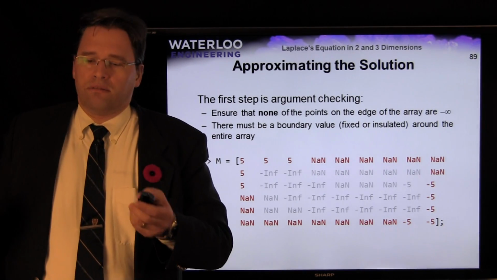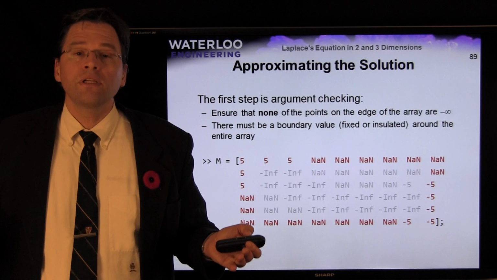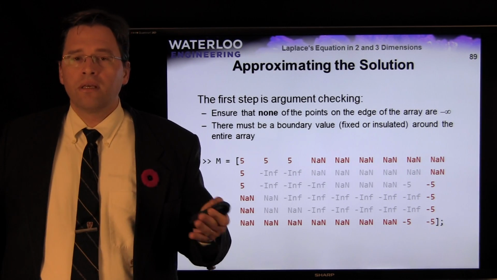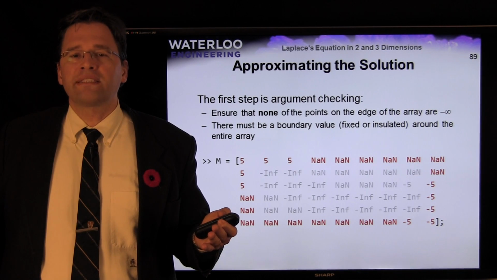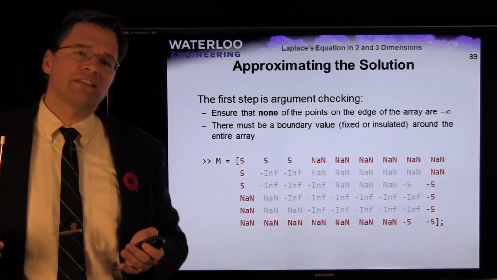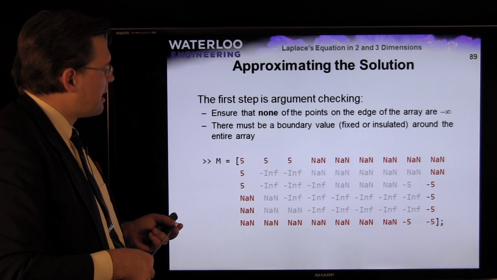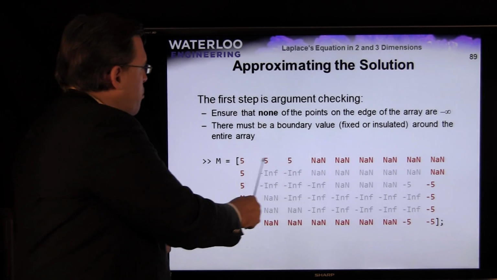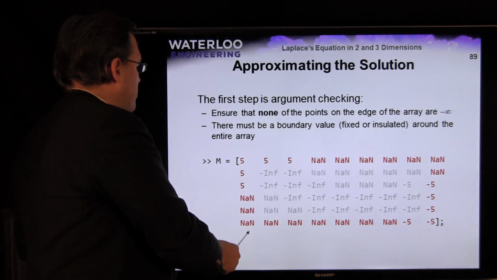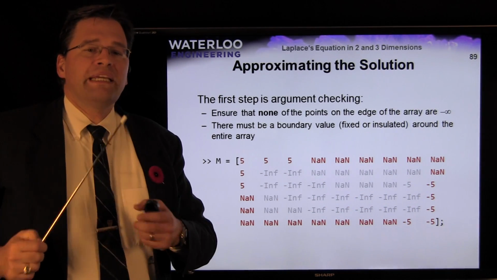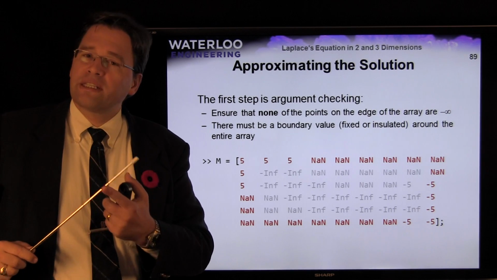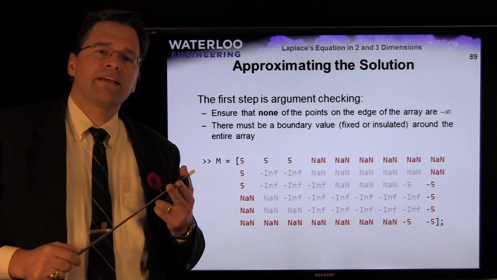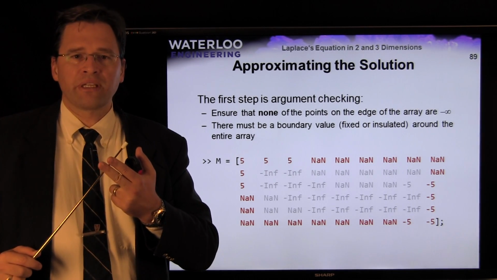Now, how do we proceed? As with anything, we have to check boundary conditions first. If the boundary conditions don't make sense, we cannot solve the system. So in this case, for example, what we have to make absolutely sure is that every point on the boundary of this matrix must be either a finite value indicating a fixed boundary condition or not a number indicating that it is an insulated boundary condition.